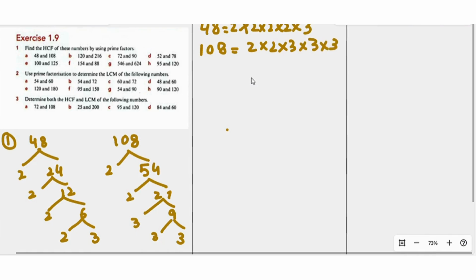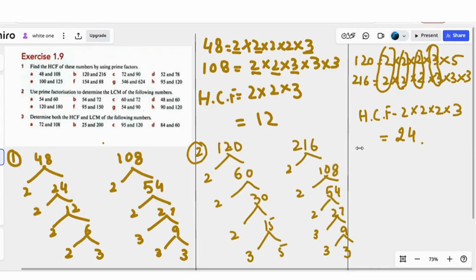Now we'll check which numbers are common between the two numbers. This 2 is common in both, and this 2 and this 3 is common. So we'll just write all the common numbers once and multiply them to get HCF of 48 and 108. Question number 2, same way.